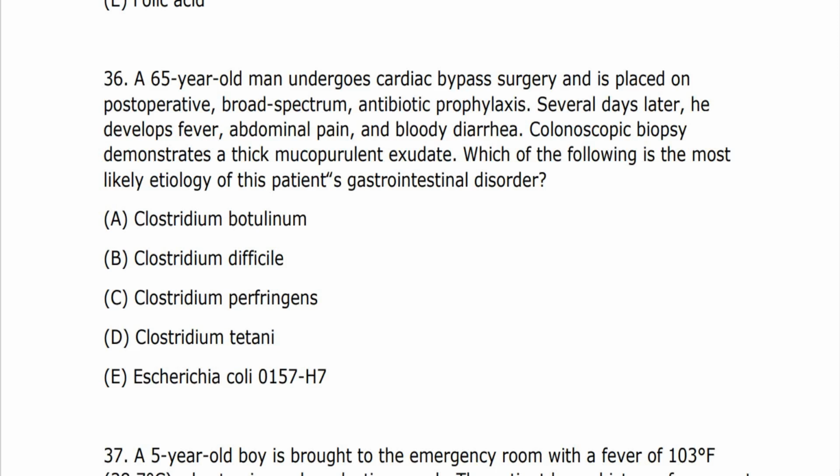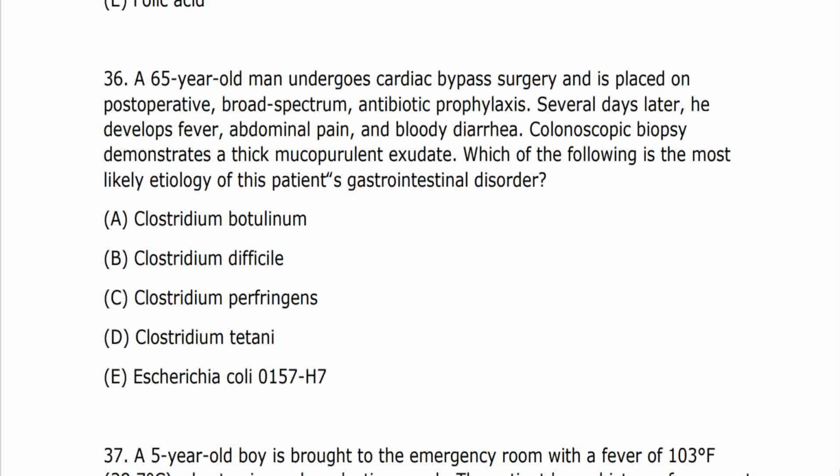A 65-year-old man undergoes cardiac bypass surgery and is placed on post-operative broad-spectrum antibiotic prophylaxis. Several days later, he develops fever, abdominal pain, and bloody diarrhea. Colonoscopy biopsy demonstrates a thick mucopurulent exudate. Which of the following is the most likely etiology of this patient's gastrointestinal disorder?